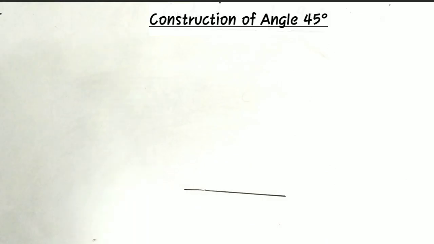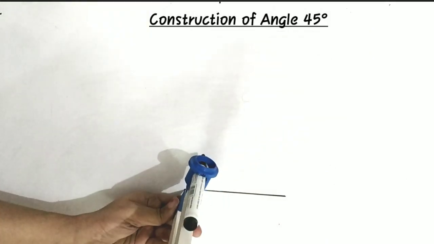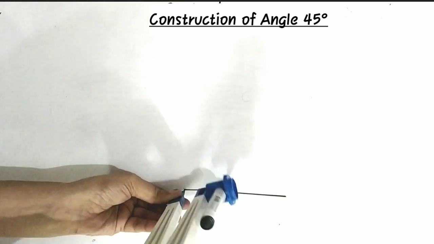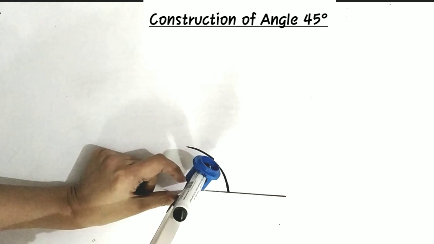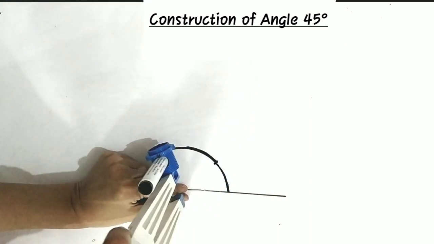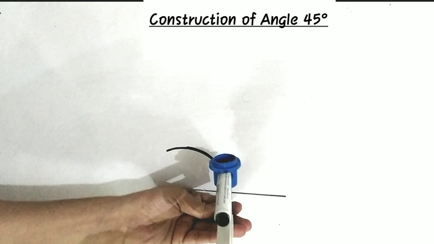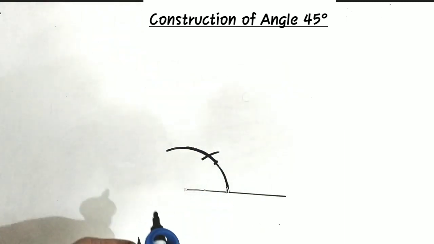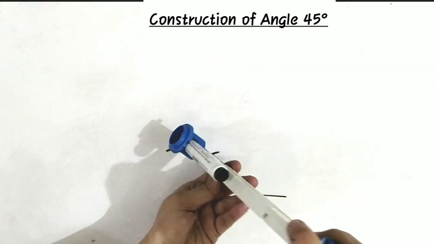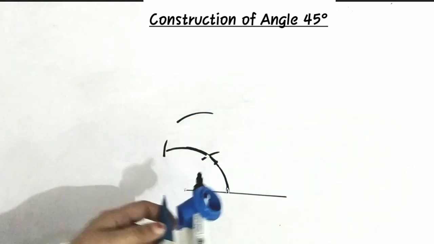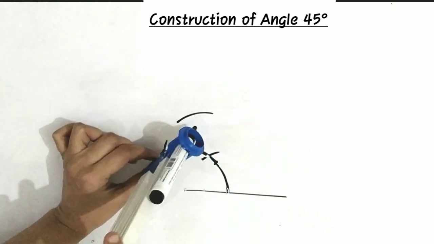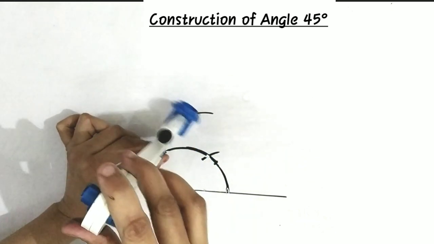Now let us construct the 45 degree angle with the help of a compass. For the 45-degree angle, first of all we will draw a baseline with the help of a ruler. Then with the help of a compass we will draw an arc here. We will put the needle on the initial point of the baseline. Now we will follow the same steps of construction which we have done in the 90-degree angle. Now basically we will make a 90-degree angle again. Draw another arc.